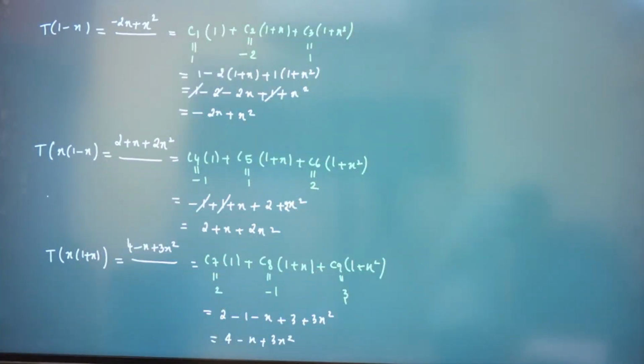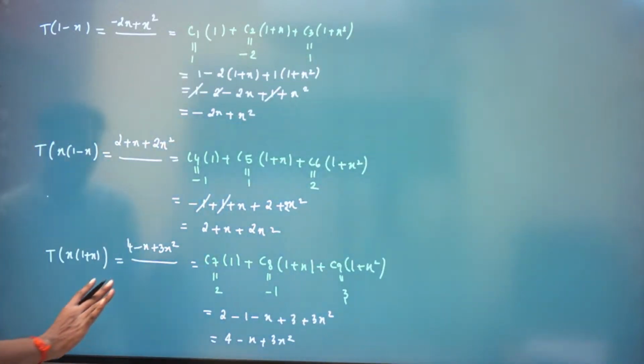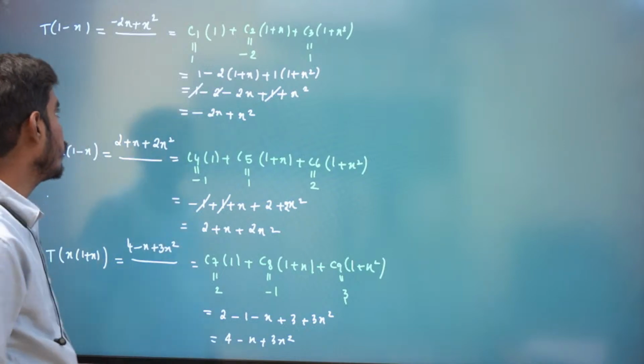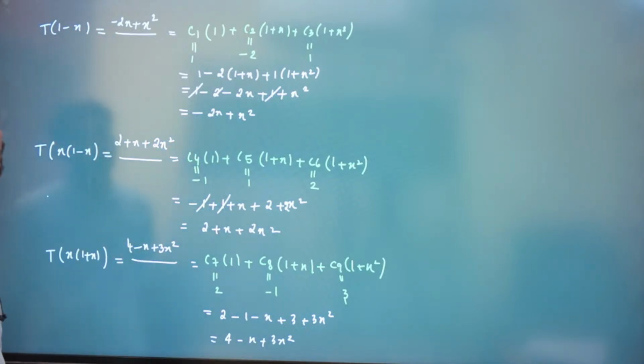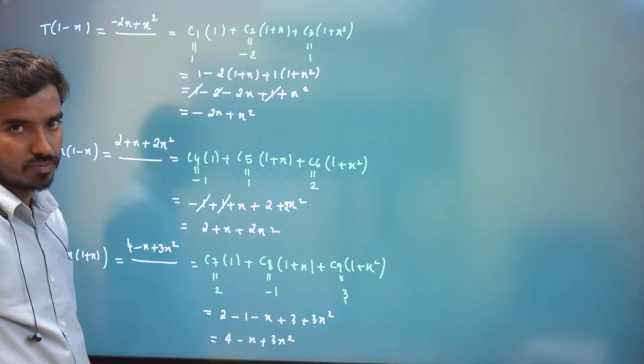Is it clear up to now? See, still a very core part is left in the problem. As of now, what we did is we have found where T of 1 minus x maps, where T of x into 1 minus x maps, and where T of x into 1 plus x maps.